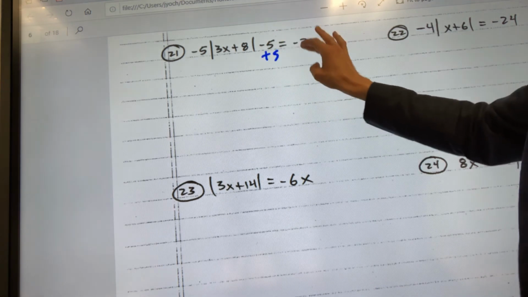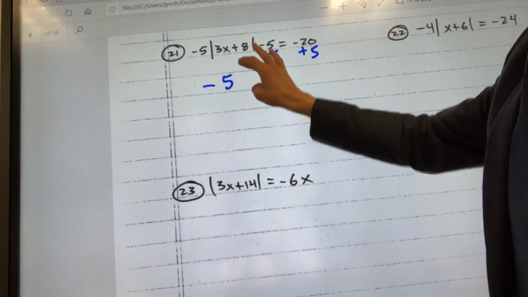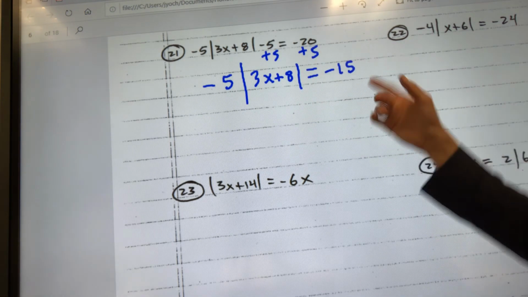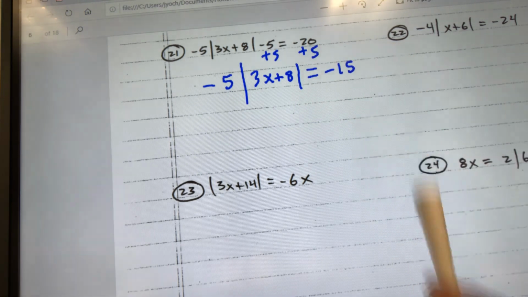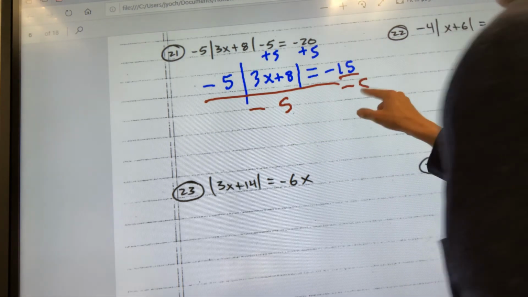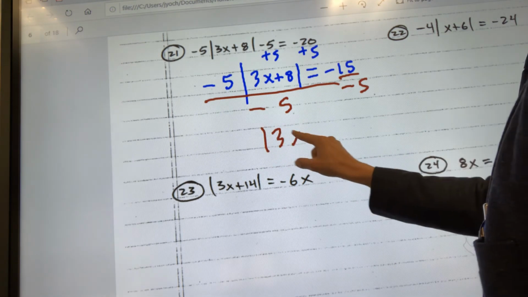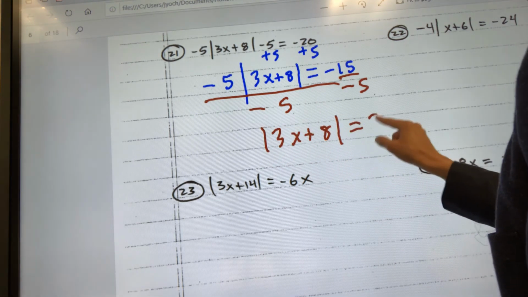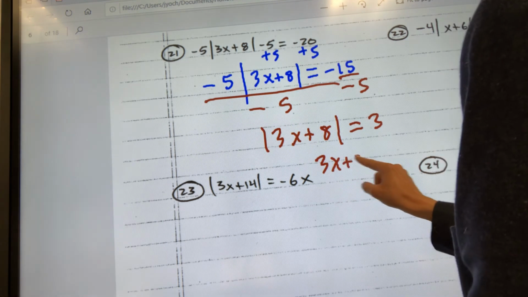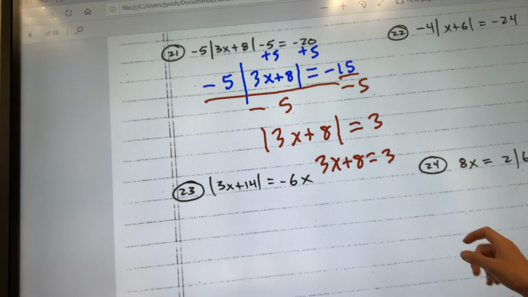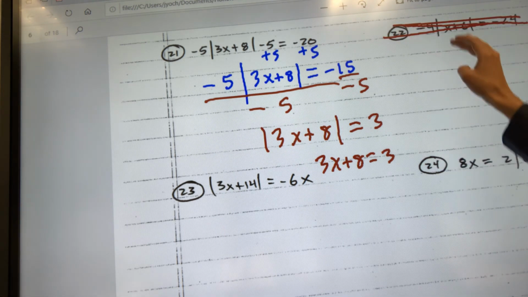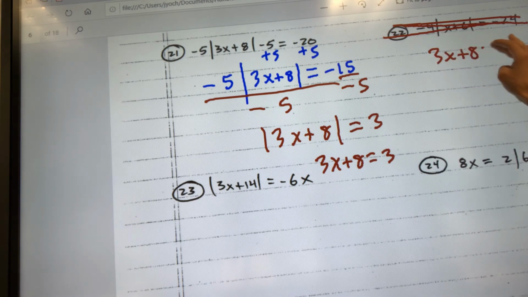So I'm going to add 5 to both sides. Then I have a negative 5 on the outside times the absolute value of 3x plus 8 is equal to a negative 15. You're like, oh no, a negative on the right side. You got to divide both sides by negative 5. And then you get the absolute value of 3x plus 8 is equal to 3. So 3x plus 8 is equal to 3, or 3x plus 8 is equal to a negative 3.